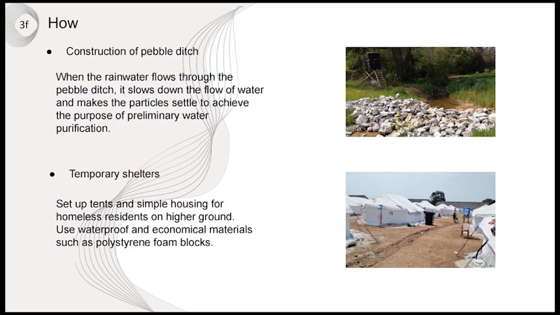Then I will talk about addressing these issues by using stones to build trenches. The purpose of this is to slow the flow of water and allow particles to settle in the water. Moreover, about the destruction of buildings, designers can build temporary shelters for homeless people. About the selection of materials, it is necessary to obtain local materials and use waterproof and economical materials. This can effectively solve the problem of residential housing.